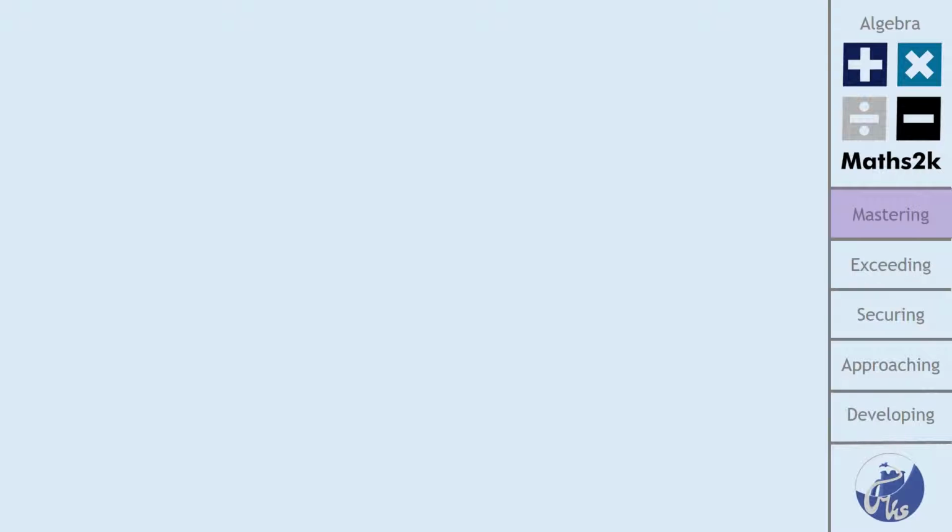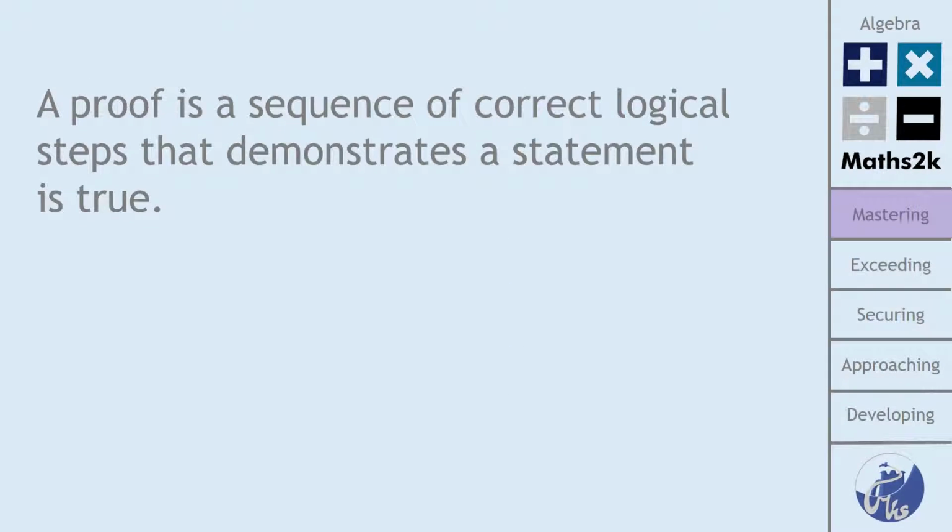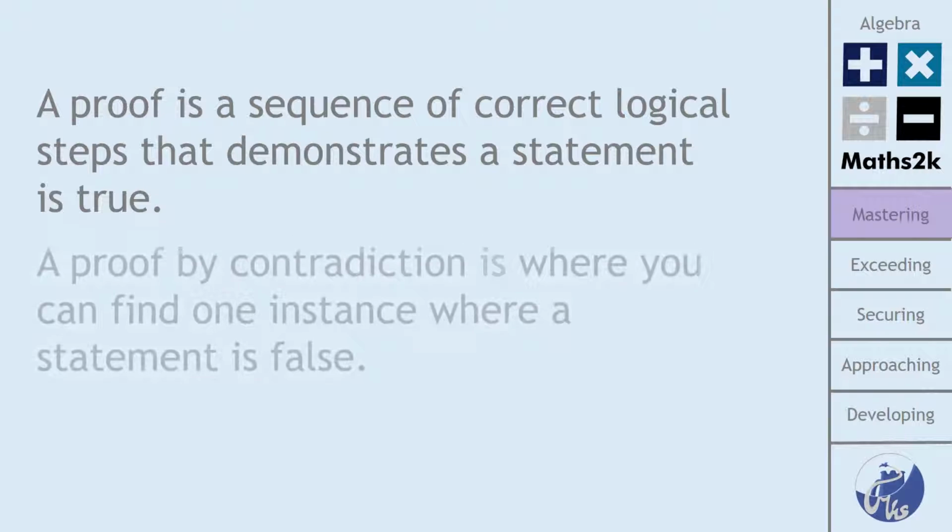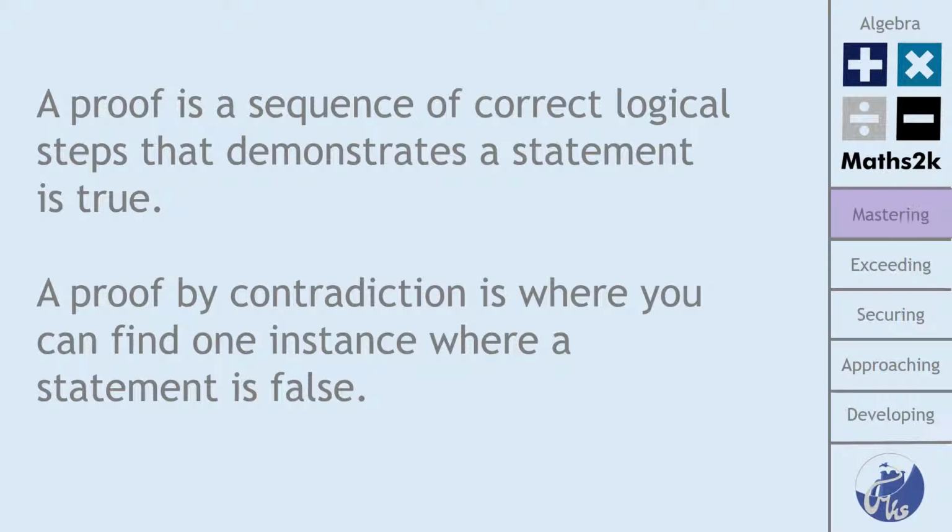So before we go too far into this, it's important to realize what a proof is. In maths, a proof is a sequence of correct logical steps that demonstrates the statement is true. So you want to show mathematically that something is true, and you want to make sure that each stage that you're using in your working makes sense, is clearly explained, and would get you to the point of showing that something definitely happens.